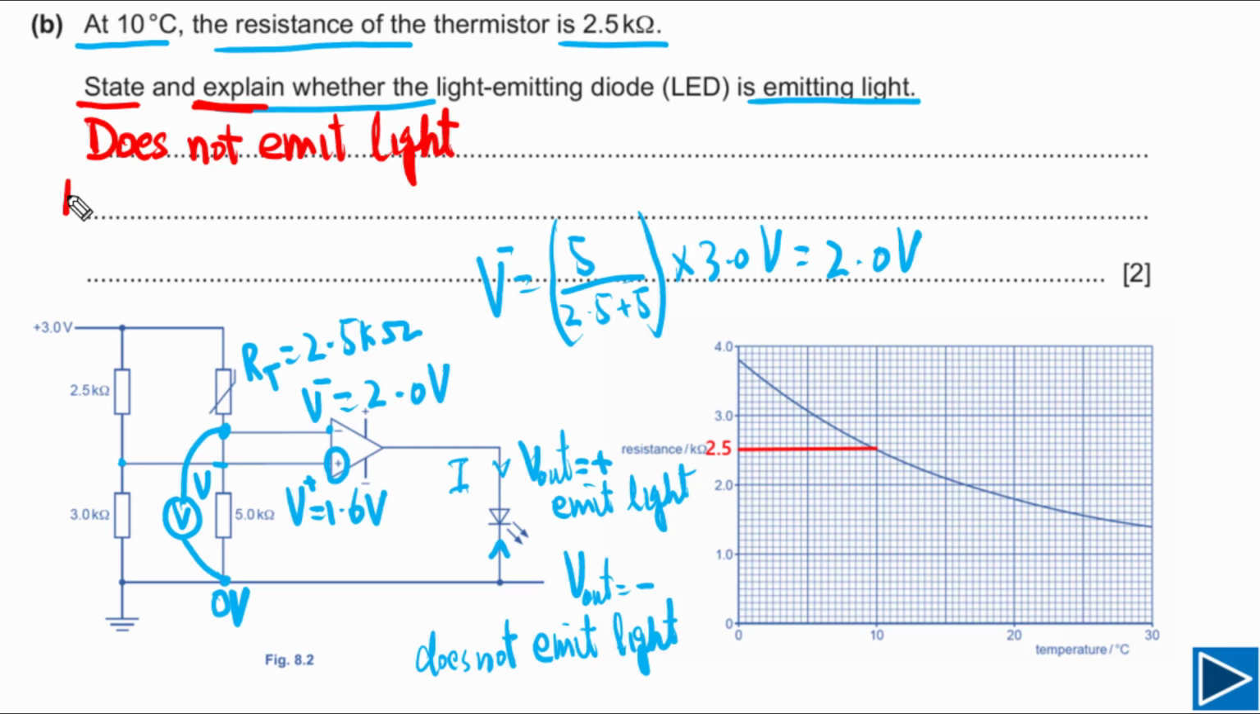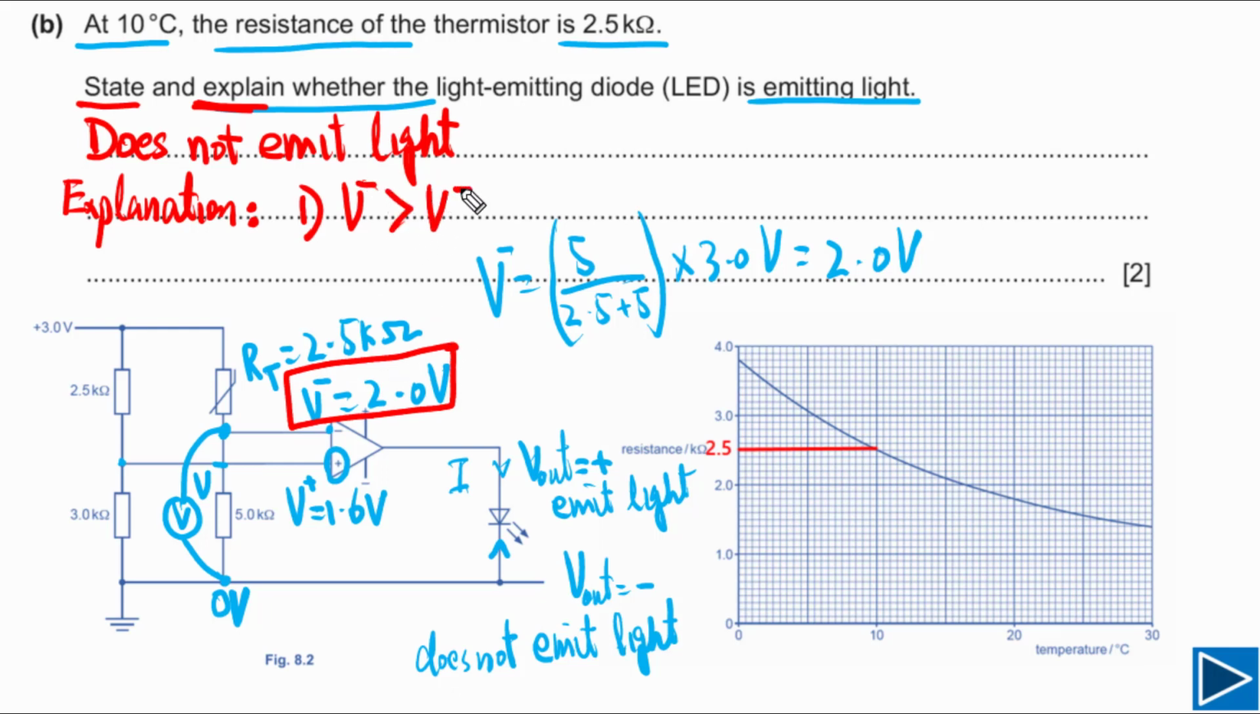We need to explain why it does not emit light, which means we need to write down an explanation. We have to give reasoning and justify our answer for why it is not emitting light. The first reason you can write is that V minus, this one, is greater than V plus. The second point is that the output is negative, so that's the reason it does not emit light. So: state, does not emit light. Explain, because V negative is greater than V positive and the output is negative.